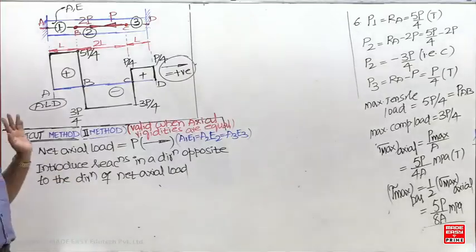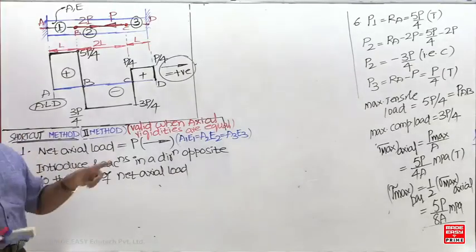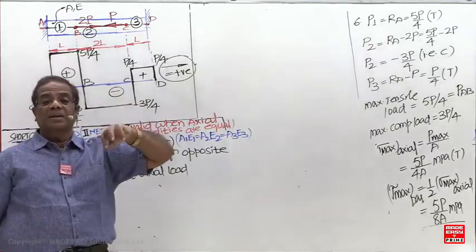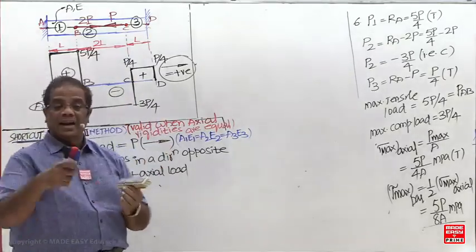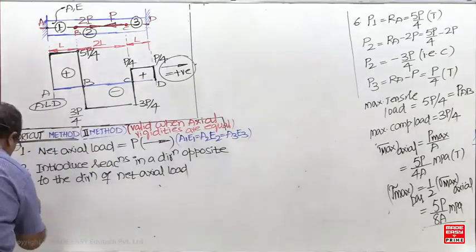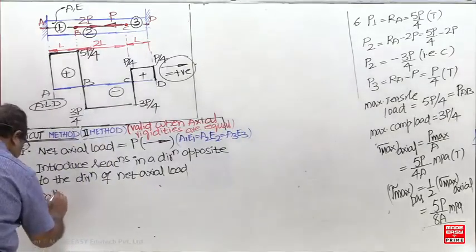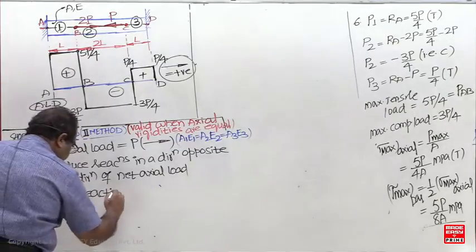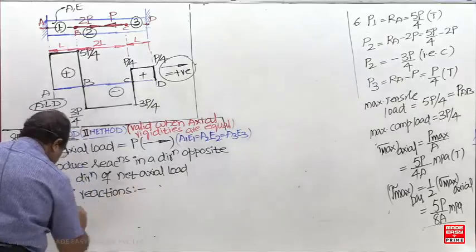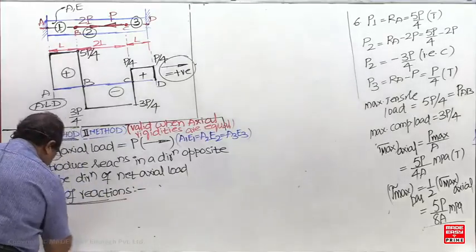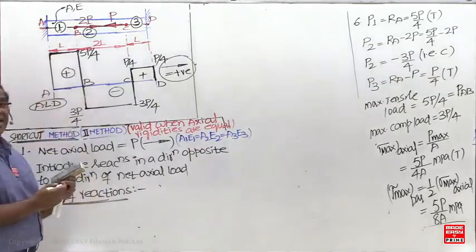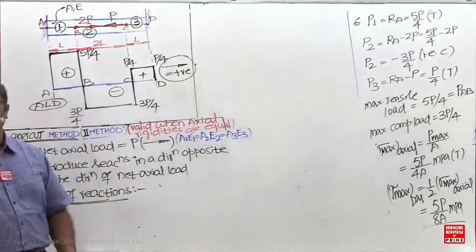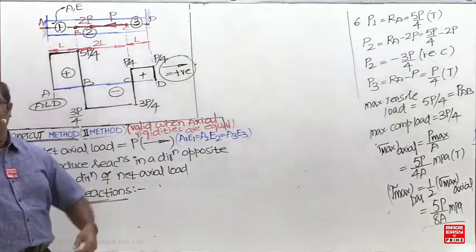Now the first two steps are the same. Then you can directly go for the previous method which you had done. First you wrote the axial load, then you used the compatibility equation, then you calculated the reaction. But here you can directly go for the reactions. Calculation of reactions: in the previous case, how did you calculate the reactions? First you calculated the axial load, then you used the compatibility equation.